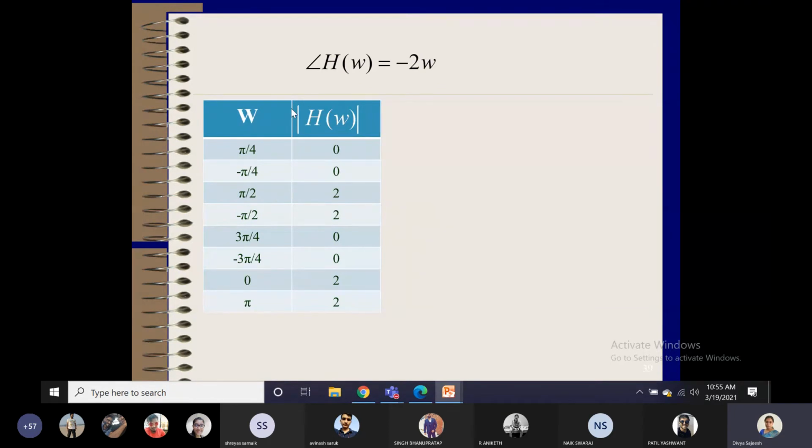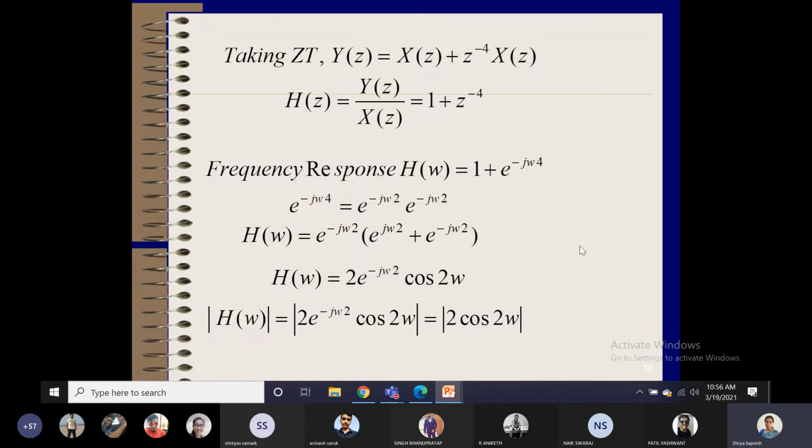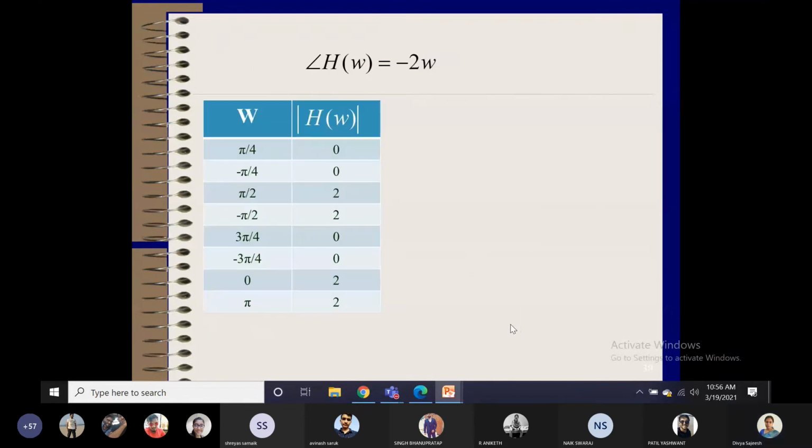Now if I need to plot this, I need to give different values for omega and find out what the magnitude is. Like for pi by 4, it will be 0. If I put it in the equation, that is, magnitude of h of omega, and put different values for omega, then I will obtain it like this.